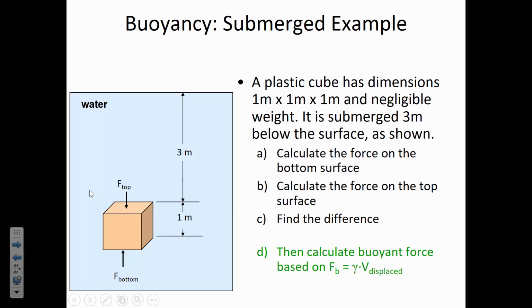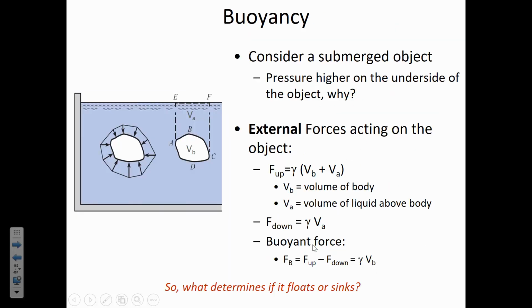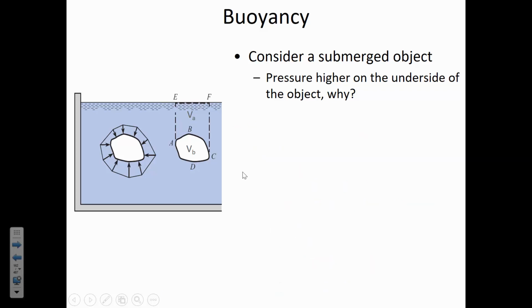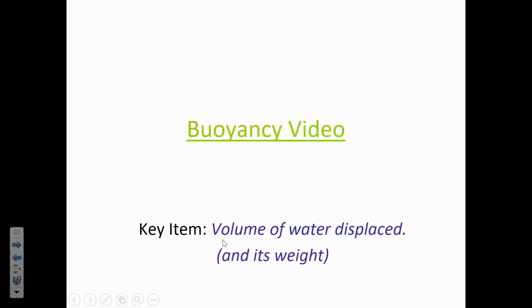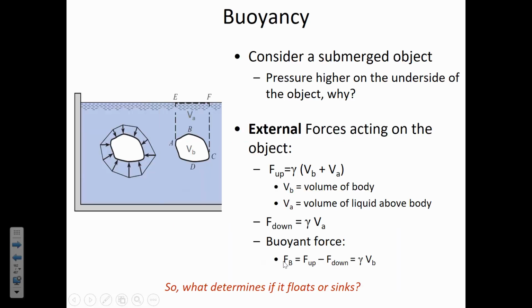All right, so that's a pretty simple illustration, but it's just kind of a proof that whether you're looking at pressure acting over an area or you're considering the volume method, then you can find out what the buoyant force is either approach. So the key idea is the volume of water displaced and its weight will tell you the magnitude of the buoyant force.